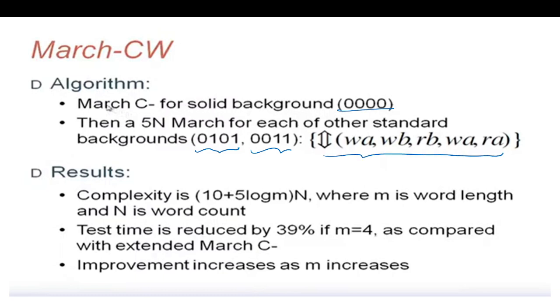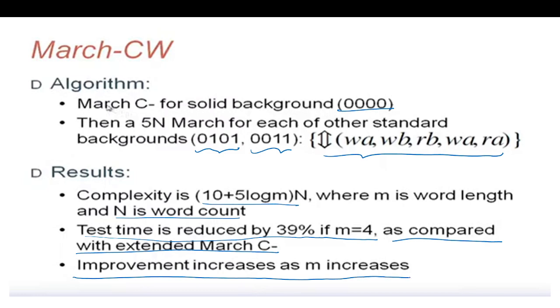So the resulting complexity is 10n plus 5n log m, where m is the word length and n is the word count. The test time is reduced by 39% if m is equal to 4 as compared to the extended March C minus. So the improvement increases as m increases.